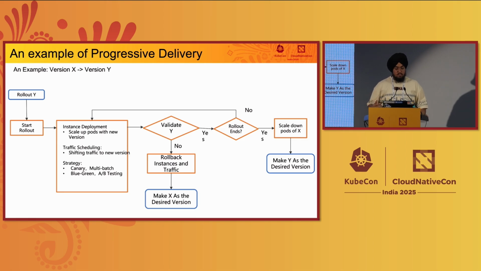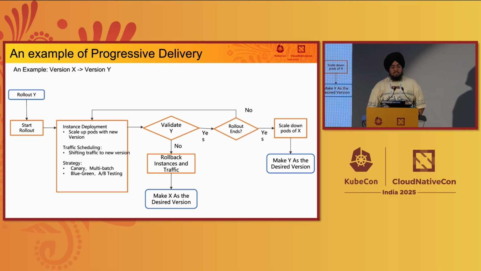And this is an example of progressive delivery. I will tell you how exactly progressive delivery works. Whenever a new version is detected, suppose a container image is updated in a deployment, OpenKruise initiates a controlled and staged rollout process. Unlike Kubernetes native, which is an all-or-nothing approach, we do everything in phases.